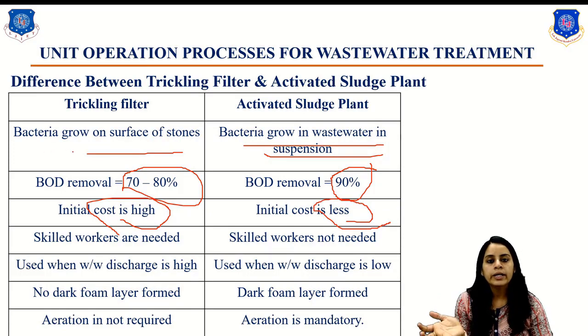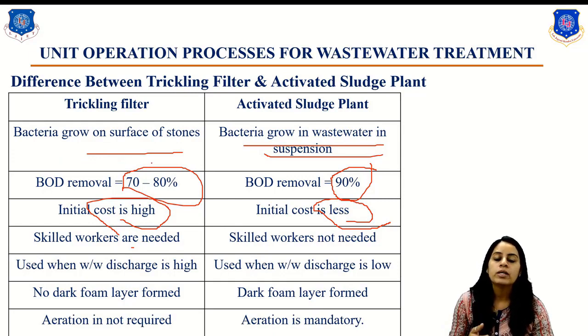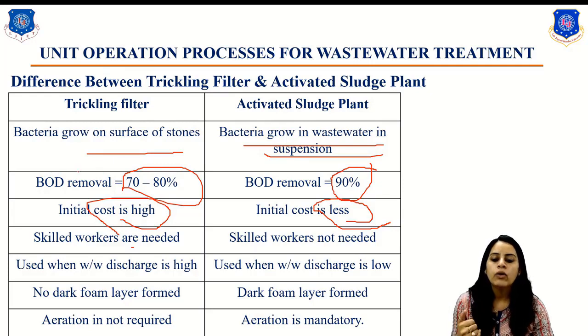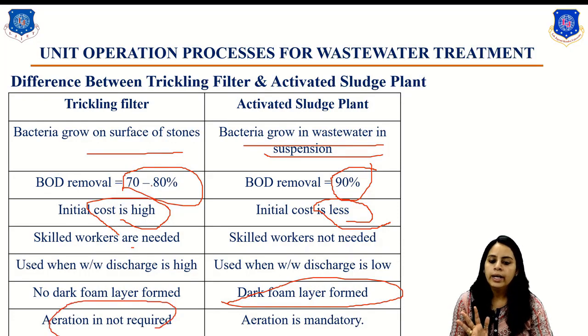Then skilled workers are needed for the trickling filter, and skilled workers are not needed in the activated sludge plant. Then the trickling filter is used when wastewater discharge is very high, and the activated sludge plant is used when wastewater discharge is very low. No dark foam layer is found in the trickling filter, and a dark layer is found in the activated sludge plant. Aeration is not required in the trickling filter, while here the aeration process is mandatory.